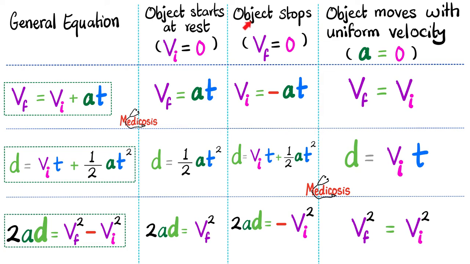But what if the question told you that the object started as moving, but then decided to stop later?